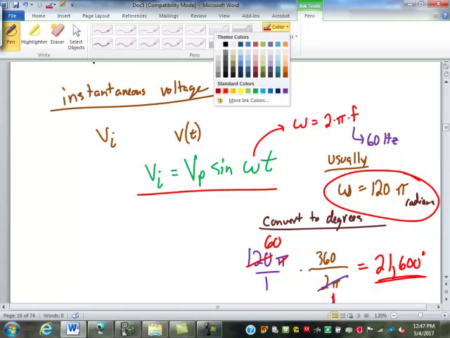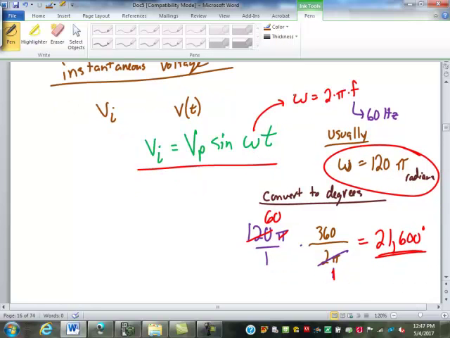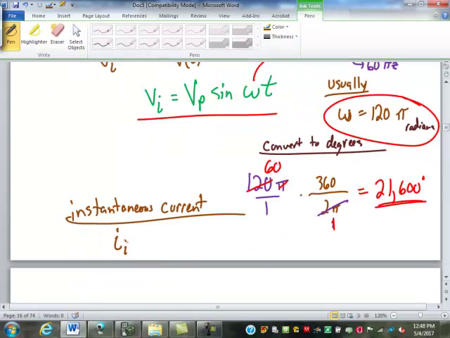That's instantaneous voltage. Instantaneous current, which is just the current at any instant in time, is i with a little i, or i with the t. That instantaneous current is going to be our peak current times the sine of omega t.